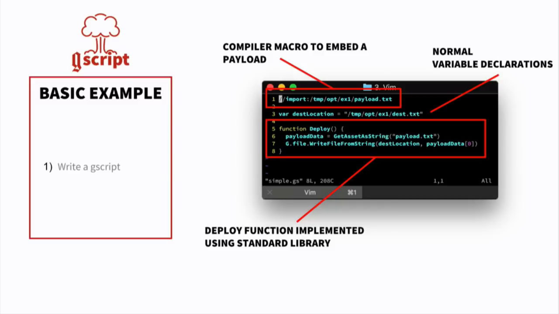We've sprinkled some syntactic sugar in the form of comment macros, so compiler macros that you see in the very first line there. That import statement is telling the Gscript compiler, I want you to import this file off my disk when we go to bundle this together. The next line, line 3, is just a normal variable declaration like you would call in JavaScript. And then lines 5 through 8 there is a function called deploy.